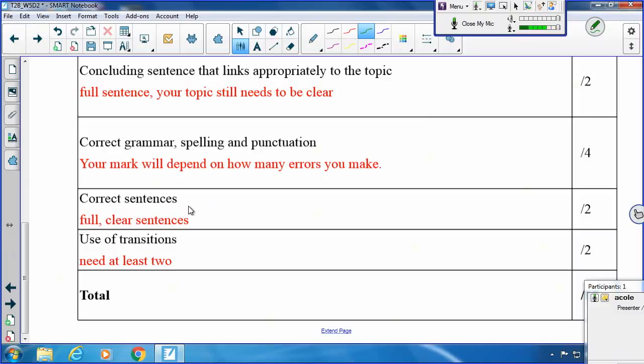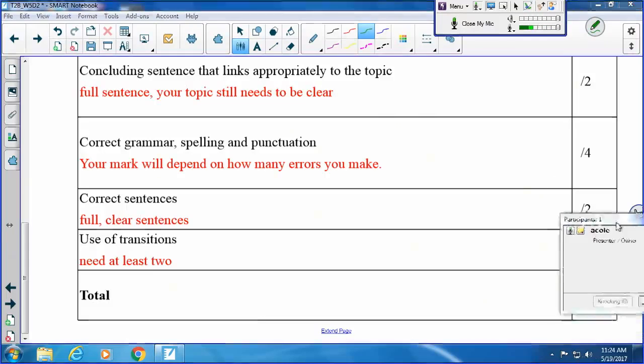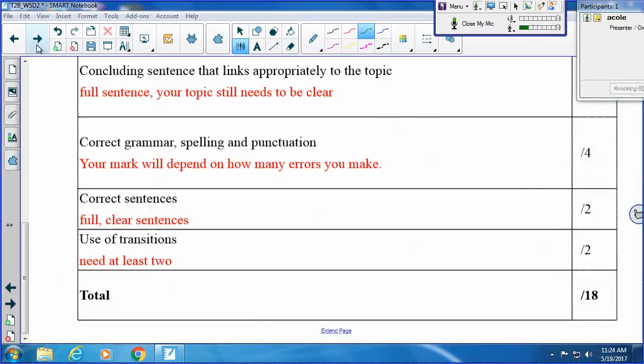And then I'm specifically marking correct sentences as well. So I'm looking for full and clear sentences. And then of course I mentioned already, you need at least 2 transitions. So you get a mark for each transition that you use for a total of 18 marks.